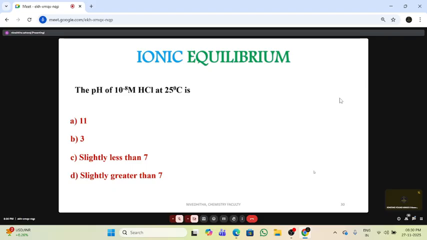What pH are you getting? See, if it does not match with the options also, please tell me what pH you are getting. Slightly greater than 7. Okay, slightly greater than 7. Because you are getting more than 7, you're telling the answer is option D. Okay, fine. That was a good try, Rakshan.